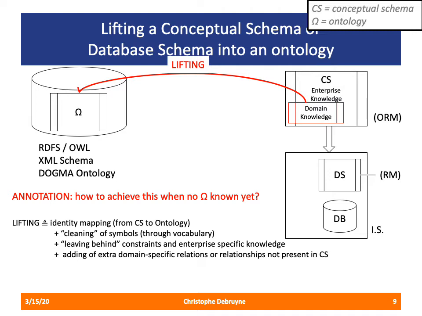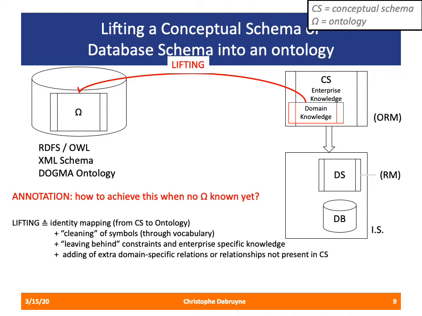So the process of lifting is basically an identity mapping from symbols in the conceptual schema to the ontology, but we will do that by cleaning the symbols through a vocabulary, for instance to avoid jargon. We will leave behind the constraints and enterprise-specific knowledge, as I said before, and we may be adding extra domain-specific relations or relationships not present in the conceptual schema. An example of that would be the relationship is adult. A person is an adult if that person is at least 18 years of age. That is something that is not necessarily captured in a conceptual schema, yet may be relevant for our ontology.